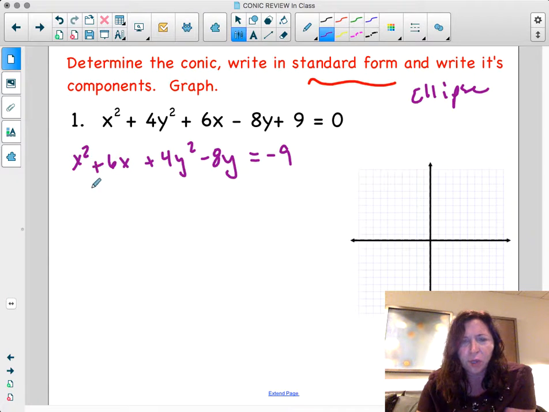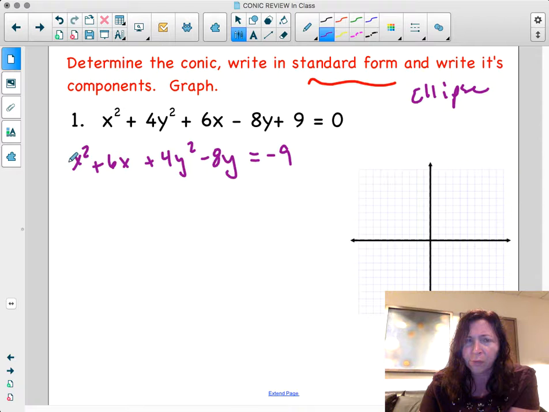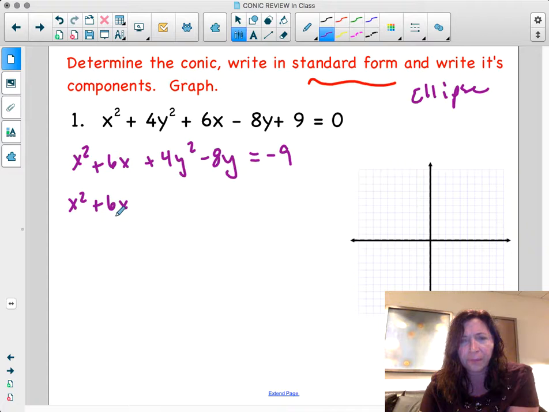So now I'm going to look at this and say, well, I can complete the square if my squared term is 1, which it is. But for the y terms, I'm actually going to need to factor out that 4. So here we go. x squared plus 6x. Half of 6 is 3. 3 squared is 9. Remember, whatever you do to one side of the equation, you have to do to the other side also.